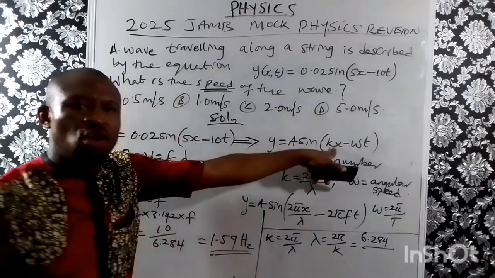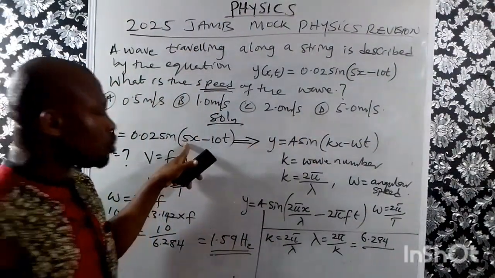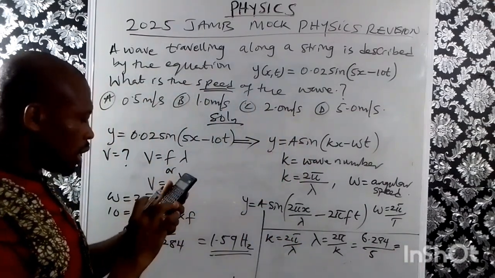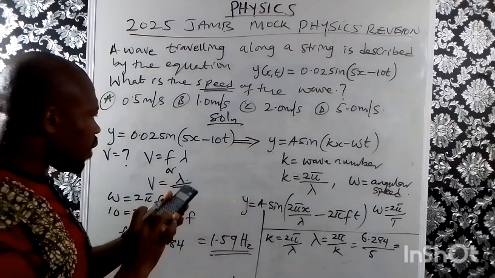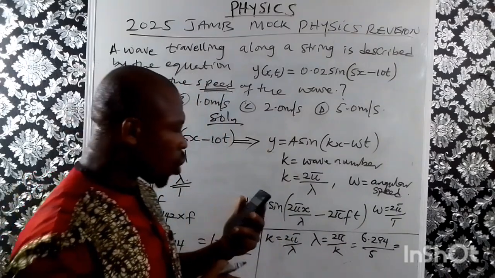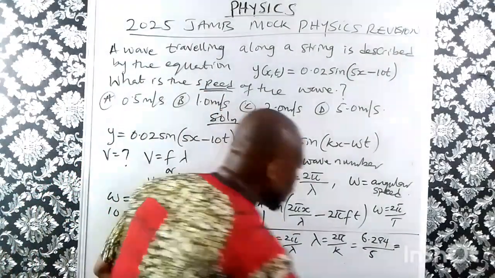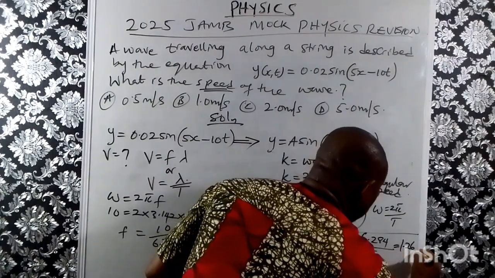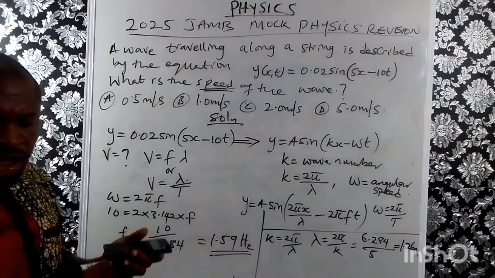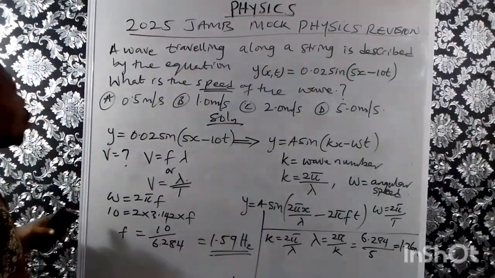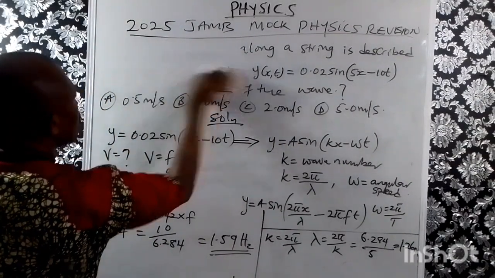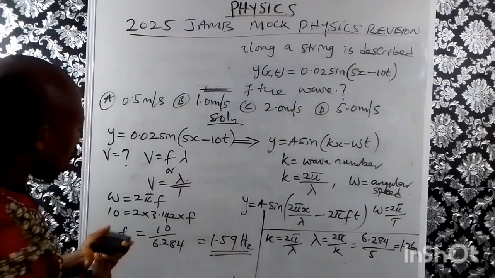K is that value attached to x. That value attached to x is 5 from here, which will give us 6.284 divided by 5. It will give us 1.26 meters. Now, having gotten that, please permit me to clean here, because we have taken the question. So we have gotten that.